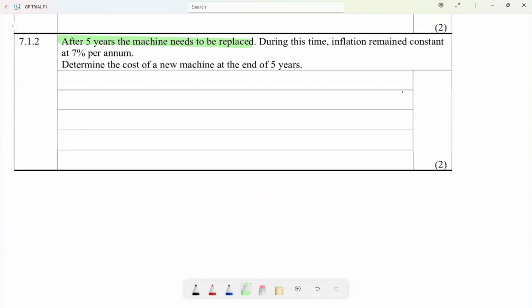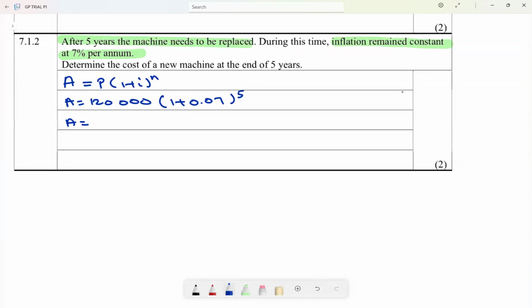So after 5 years, the machine needs to be replaced. During this time, inflation remains constant at 7% per annum. Determine the cost of a new machine at the end of 5 years. So we know inflation is just simple compound formula: A is equal to 120,000, and when something inflates, it means its value increases, so 1 plus 0.07 to the power of 5. The value of A needs to be greater than 120,000, so it is 168,306.21.